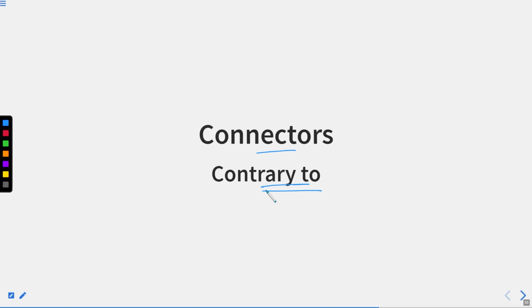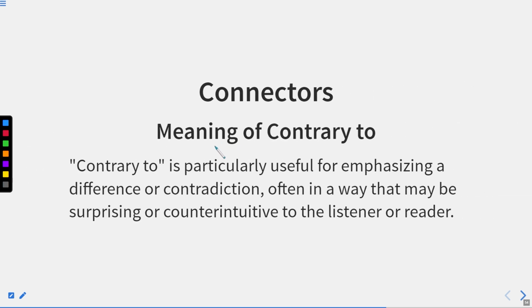So we have already discussed in spite of, then despite. Now it is time to discuss the connector, that is contrary to. So first of all, we'll discuss the meaning of contrary to. Contrary to is particularly useful for emphasizing a difference or contradiction, often in a way that may be surprising or counterintuitive to the listener or reader. It means whosoever is the listener or whoever the reader is.